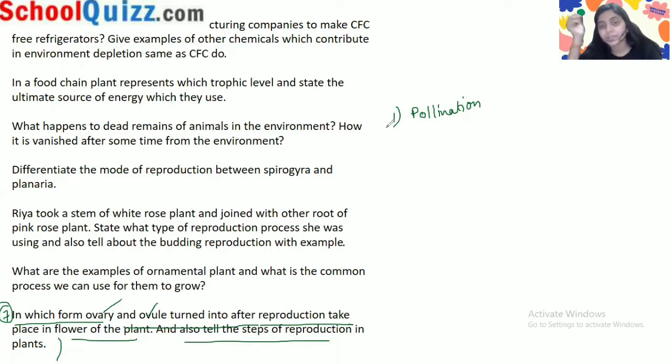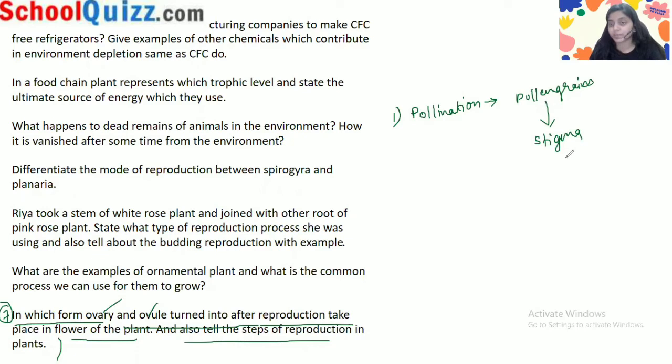In the pollination process, there are pollen grains. And where are the pollen grains found? In the anther, right? It is found in the anther, and the anther is the male reproductive part. From the anther, it moves to the stigma. The stigma is the female reproductive part, and the stigma is also sticky, so it can hold the pollen grains easily.